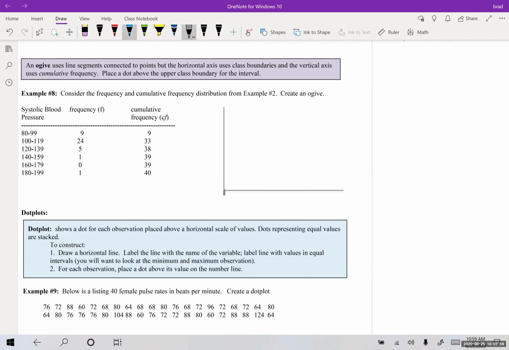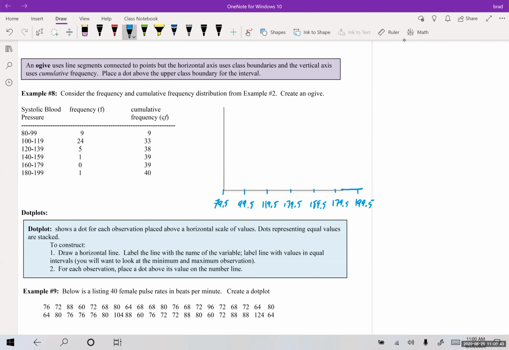So here would be 79.5. The next one would be 99.5. The next one would be 119.5. Because remember, this is the same problem that we already did in terms of the blood pressure. Now it has the cumulative frequency added to this, but it's the same problem we've been working on in the previous section. So 119.5. What is this next one? 139.5, 159.5, 179.5, and then 199.5.